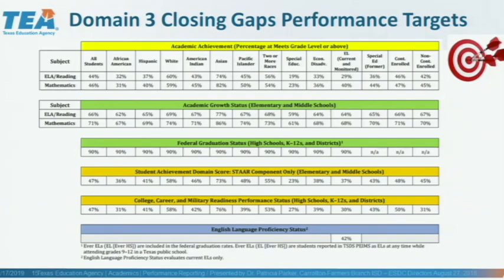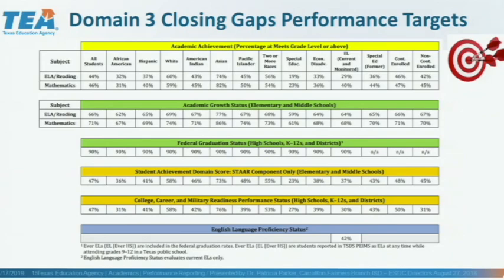Another thing that's interesting in the system, I know this is small, and I'll be happy to send you all these slides so that you have a copy for your reference in the future. The targets that are set for each of those 14 groups are different. So if you look at all students, 44% have to meet grade level expectation in English and reading and 46% in mathematics. If you look at our Hispanic students, it's 37% meeting in English and reading, 40% mathematics.